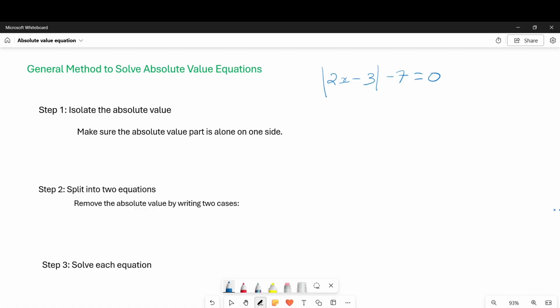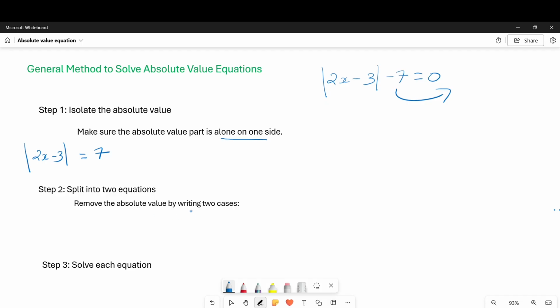Okay, the next section is the general methods to solve absolute value equations. For example, this is an absolute value equation we have. The first and foremost step is to isolate the absolute value. Make sure the absolute value part is alone on one side, on the left side. So shift this 7 to the right side. The equation will be the absolute value of 2x minus 3 on the left-hand side equal to 7.